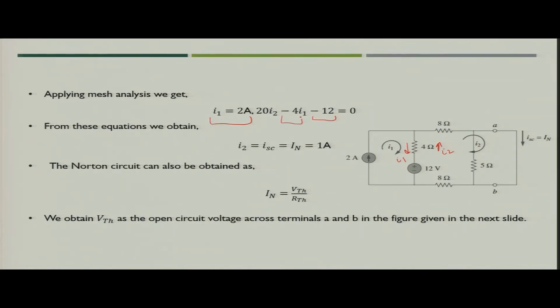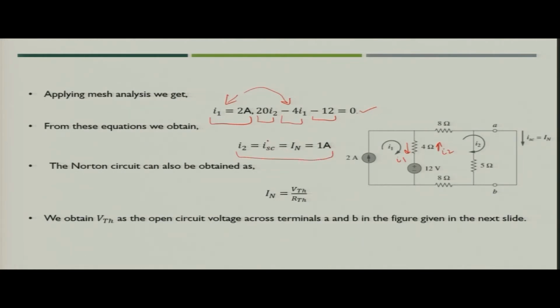So, you get minus 4 I1 here, plus 4 I2 plus 8 and plus 8, all of which would be summed up. Finally, you will get 20 I2, and the equation for mesh 2 would be 20 I2 minus 4 I1 minus 12 equal to 0. Now, you know the value of I1, so you simply put the value of I1 here and you will get the current I2.